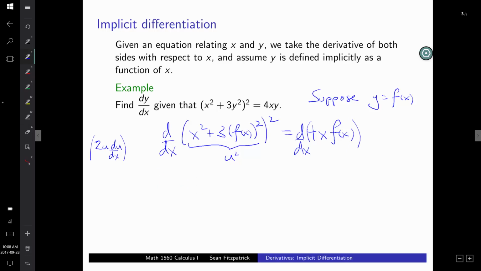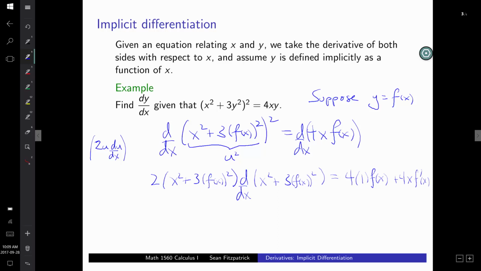What was u? u was this inside here. So it's 2 times x squared plus 3 times f of x squared. And then I have to take the derivative of the inside, x squared plus 3 f of x squared. On the right-hand side, I've got a product, x times f of x, so I should use the product rule. 4 times the derivative of x, which is 1, times f of x, and then 4 times x times the derivative of f, so simply f prime of x.